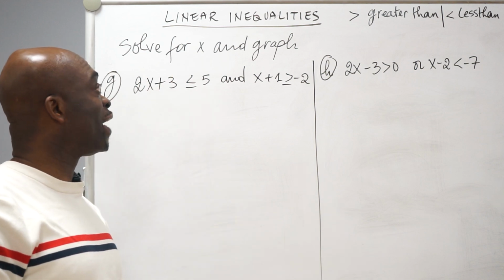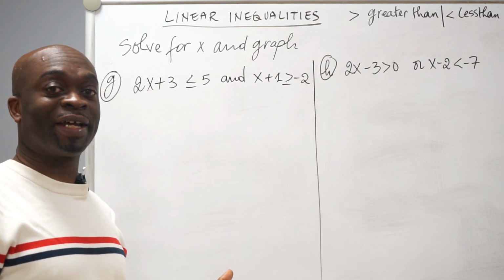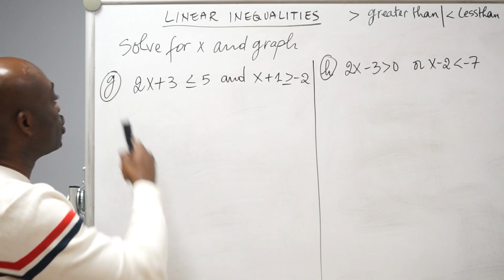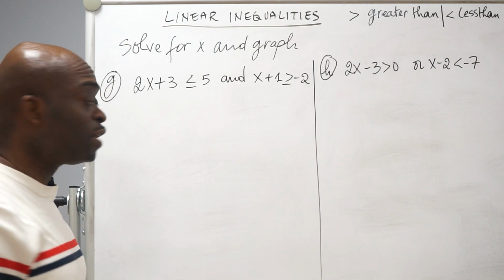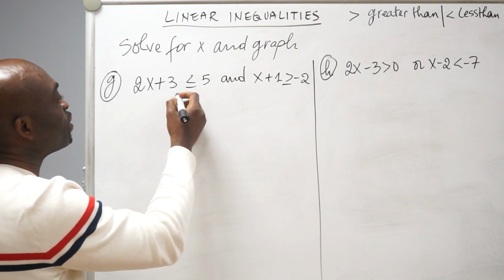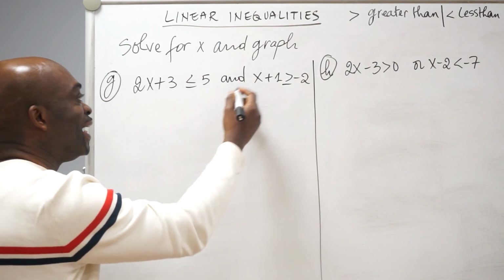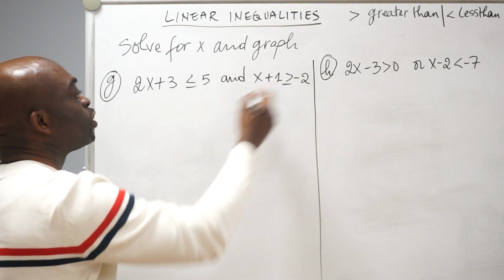We have to solve for x and graph. All right, guys? So what's happening here? So we have 2x plus 3 less than or equal to 5, and x plus 1 greater than or equal to -2.